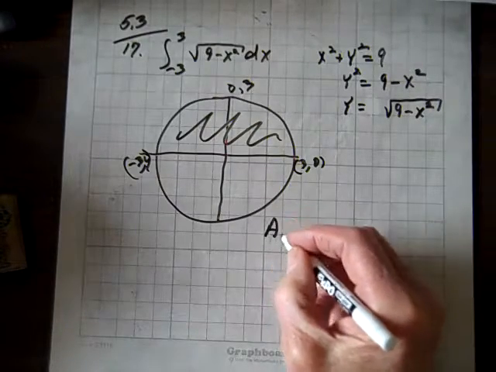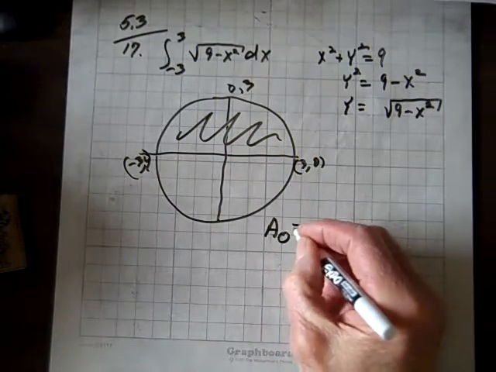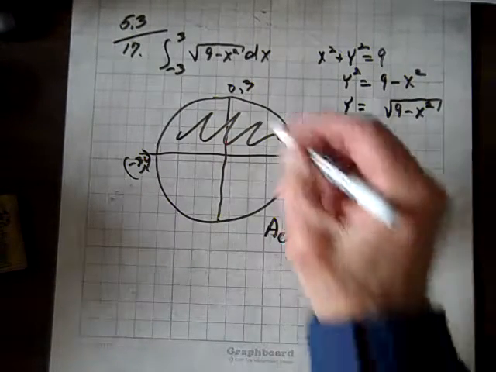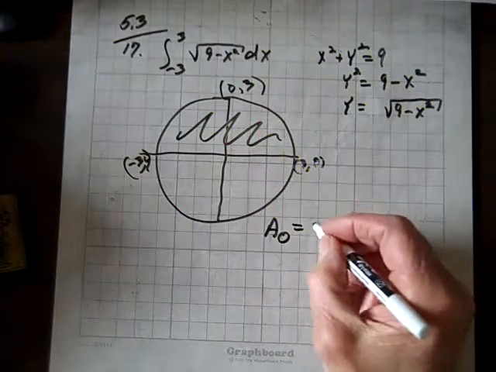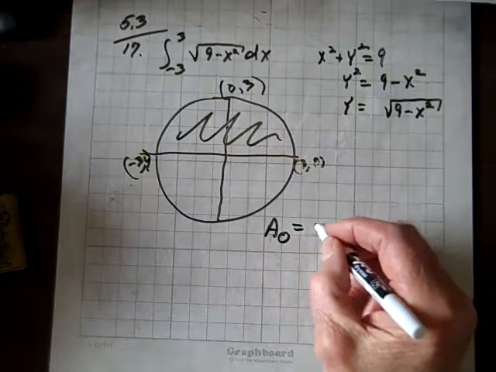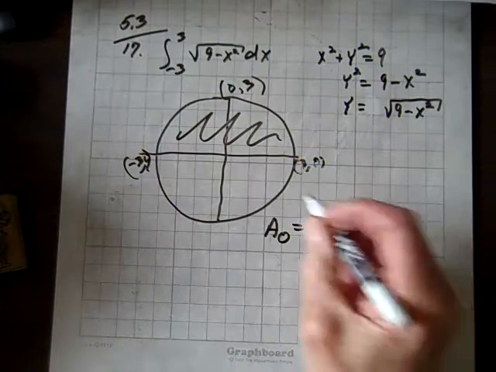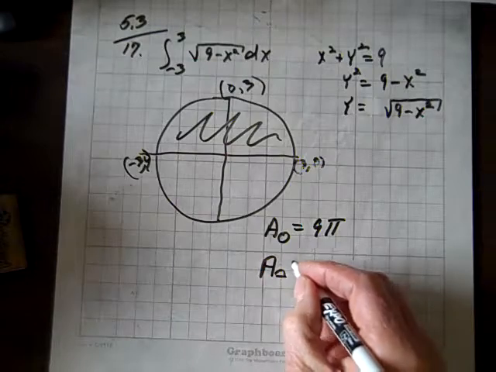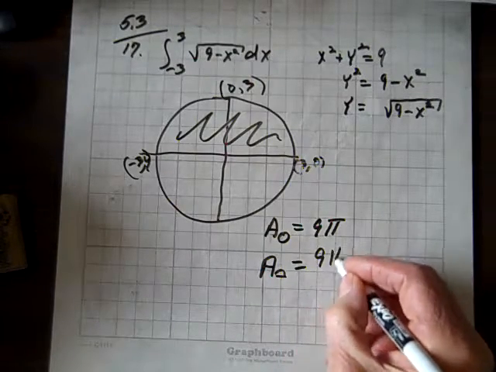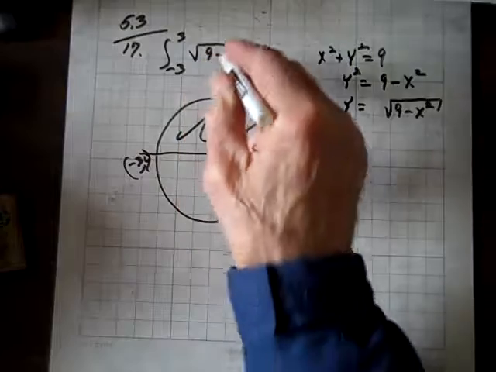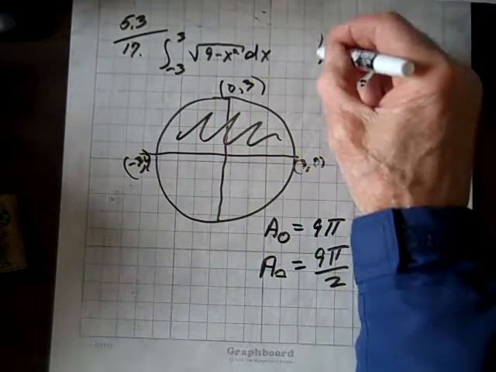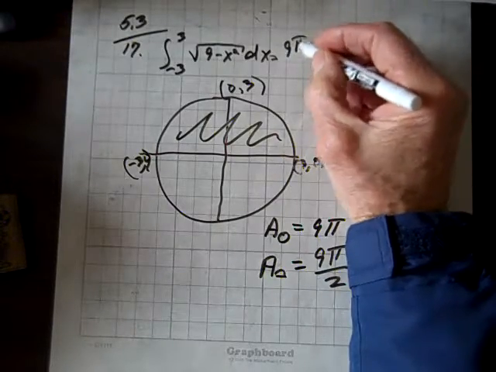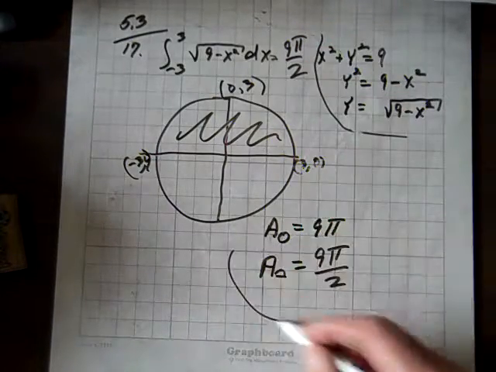And we know the area of a circle equals pi r squared. Well, r is 3. So that's going to be 3 squared is 9, so 9 pi. But we're talking about the area of a semicircle, just half that area, and that's going to equal 9 pi over 2. So that's what our integral equals, and this equals 9 pi over 2, and we're done.